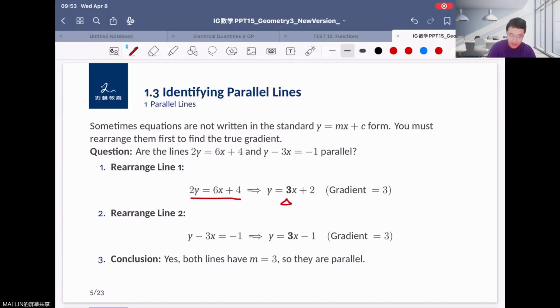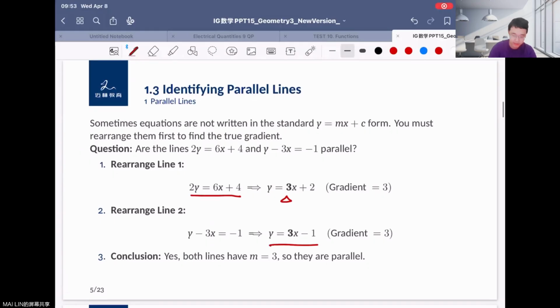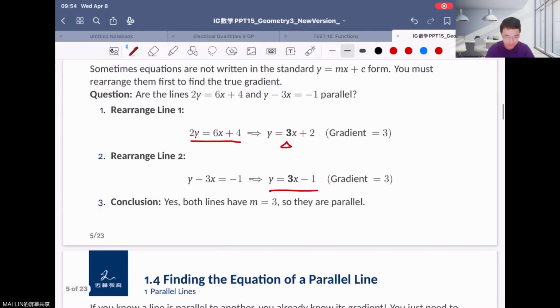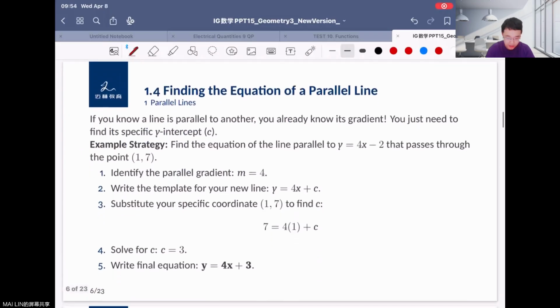Also, rearranging the second line, that is y equals 3x minus 1. So you can find they have the same gradient. They both have gradient 3, so they are parallel with each other. And also, how do we find the equation of a parallel line? Here, y equals 4x minus 2 is a line, and the new line passes through the point (1, 7).